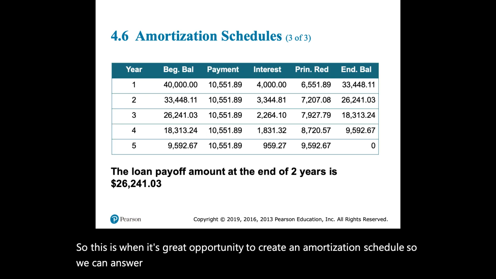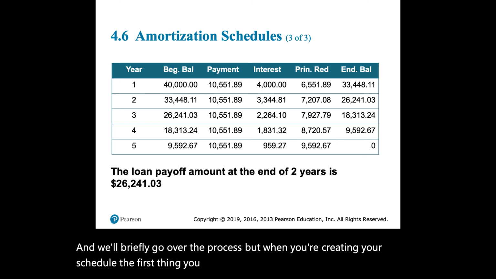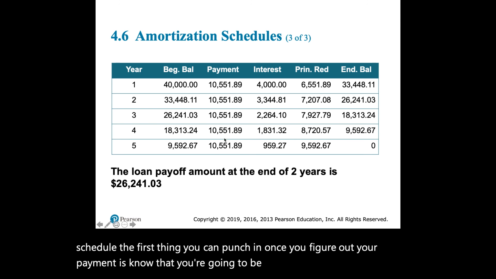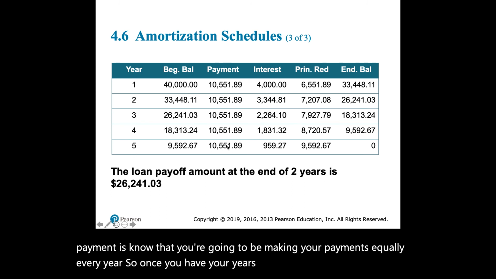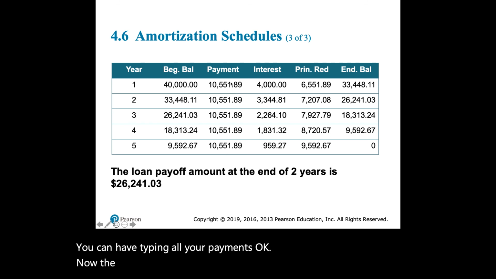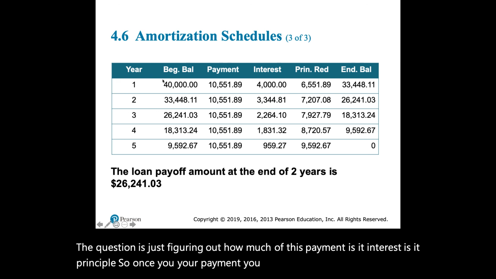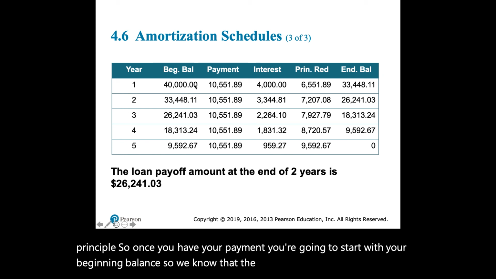Now, this is what it looks like, and we'll briefly go over the process. When you're creating your schedule, the first thing you can punch in once you figure out your payment is that you're going to be making your payments equally every year. So once you have your years down, you're going to type in all your payments, okay? Now the question is just figuring out how much of this payment is interest and how much is principal. Once you have your payment, you're going to start with your beginning balance. We know that the loan originally is $40,000. Think about the balance as the balance of your principal. So how much of your principal do you owe? You owe $40,000 at the beginning.